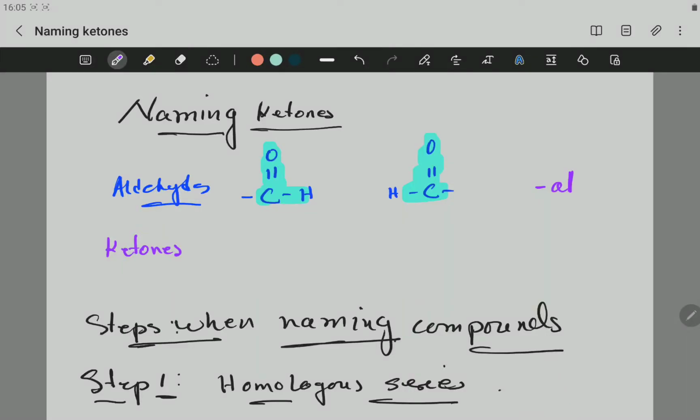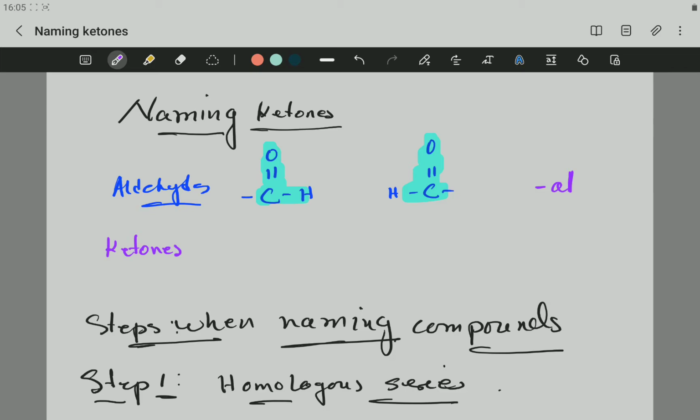Here, Mr. G. We're going to make a very small video on naming ketones. We already have a video on naming hydrocarbons, another one naming haloalkanes, and the last video was about naming aldehydes. In between, we did naming alcohols. So here we're going to be talking about ketones. We're going to learn, or practice, how to name ketones.